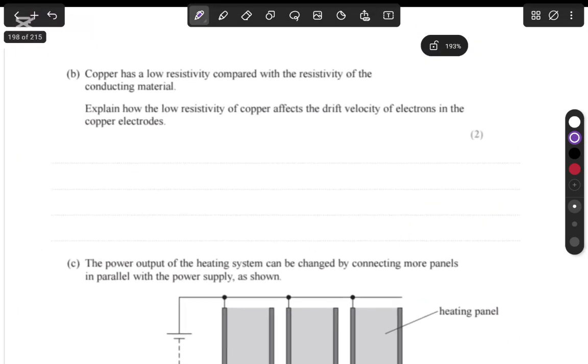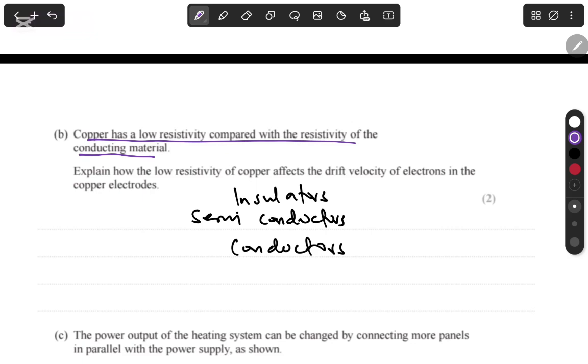Okay. It says copper has a low resistivity compared with the resistivity of the conducting material. Explain how the low resistivity of copper affects the drift velocity of the electrons. So remember, we talked about 3 materials in the class. We talked about insulators, semiconductors, and conductors. The conductors have the lowest value of resistivity. Semiconductors kind of fall in the middle, and then your insulators have the highest resistivity value.